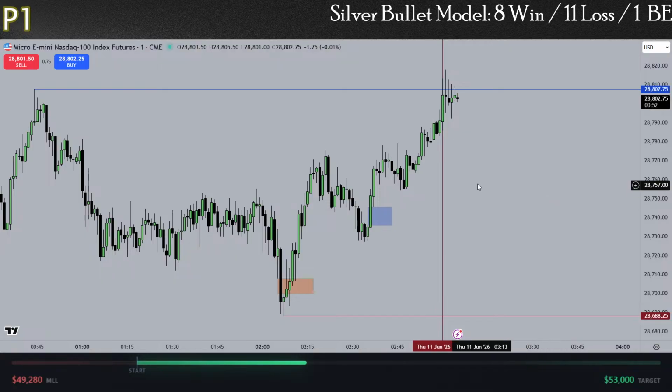But yeah, that's hard to expect. It could just keep on going higher. It could consolidate. It could do a lot of different things here.